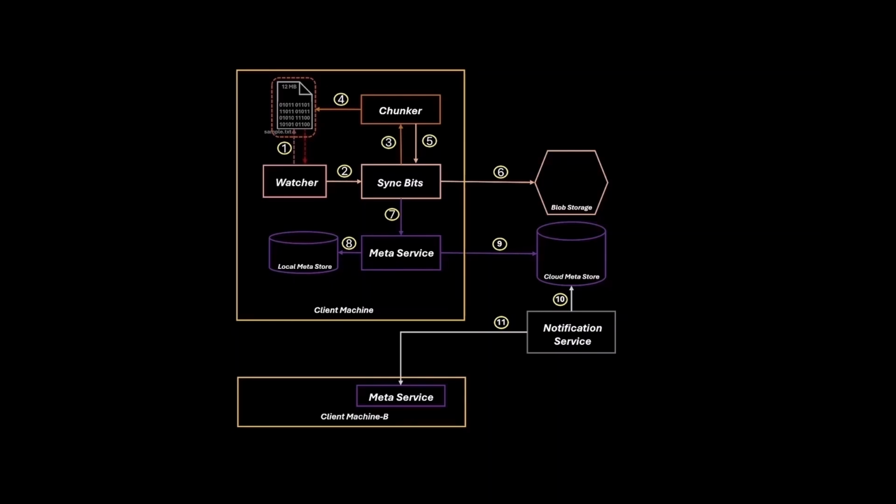Instead of saving or updating the complete file, we only update the updated chunk in the blob storage. And then the chunk is also sent to the meta service, so that the meta service also updates that chunk in the local meta store as well as in the cloud meta store. In case we update any chunk detail in the cloud meta store, that's what the notification service observes and detects. The notification service then sends notifications to the other client machines, like client machine B, asking them to take the latest copy or update of the file from the blob storage. That's how the flow looks.